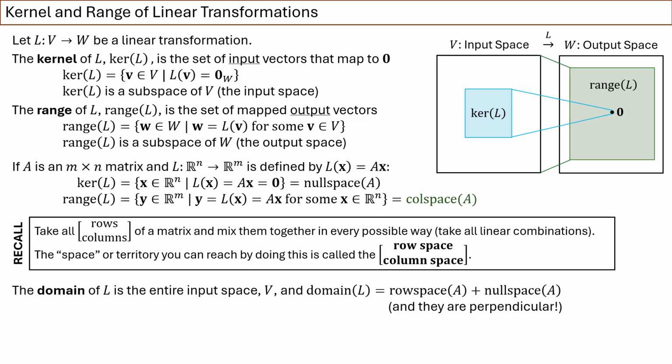The entire input space Rn is actually composed of two perpendicular parts. The domain equals the row space plus the null space. This is crucial because it tells us that the null space and the row space are orthogonal complements. We'll have an entire lesson about that. Every vector in the input space can be broken down into a part that belongs to the row space and a part that belongs to the null space.